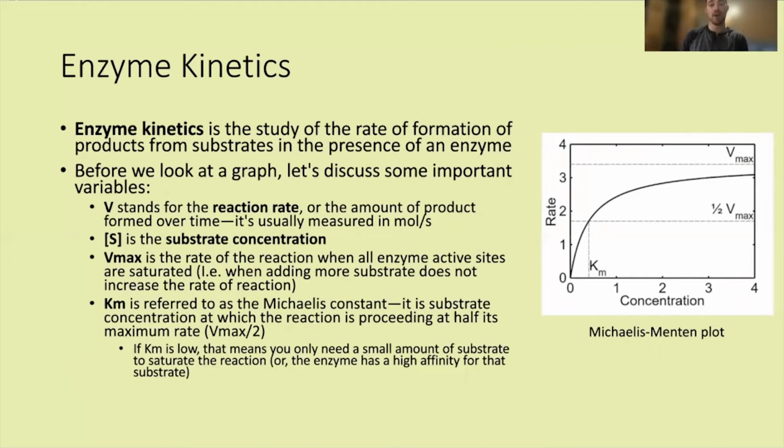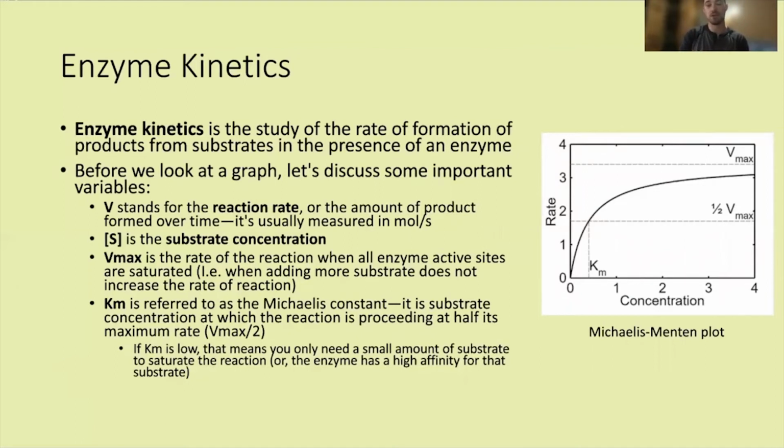Vmax is the rate of the reaction when all enzyme active sites are saturated, when adding more substrate does not increase the rate of reaction. So if you only have a set amount of enzymes, you're going to add substrates, and it's going to increase the rate up until a certain point, because at a certain point, when you add substrates, there's not going to be enough enzymes to turn all of those substrates at a higher rate. So we reach that saturation point, and that rate we refer to as Vmax.